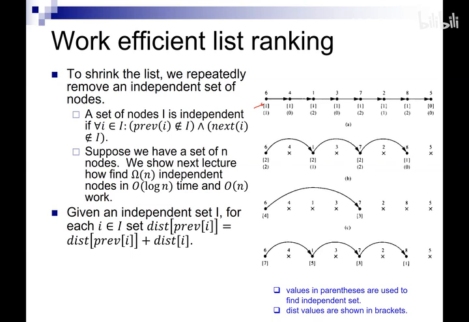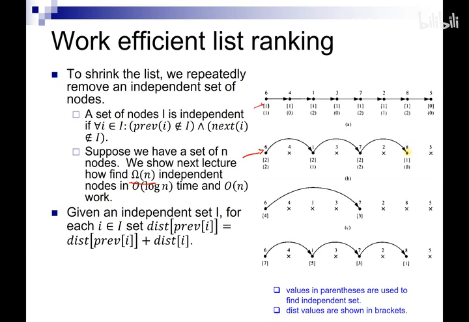We did this once and managed to take out a constant fraction of the nodes. But remember that we want to keep doing this until we're down to n divided by log n nodes. So we have to do this again. We're going to remove another independent set of nodes, starting from this list.